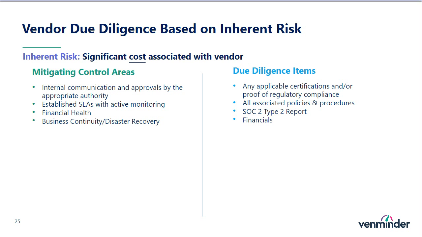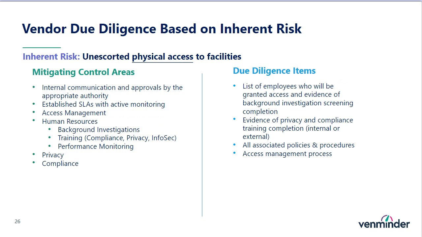For the last example, this vendor has unescorted access to the facilities. The focus here would really be on those controls that ensure the vendor has good hiring practices and does background checks. In this case, we need to evidence the background check for each individual that has access. We also need to know that those employees are properly trained in both privacy and compliance.